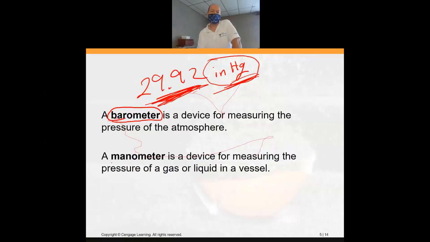Now, if you have a manometer, this is for measuring gas pressure in a vessel. So you're in lab, you've got your gas in this vessel, and you use a manometer to find out what the pressure of that gas is. Or a liquid with a high vapor pressure. So if you're doing the pressure of a liquid, you're looking at the vapor pressure of the liquid. So it vaporizes.